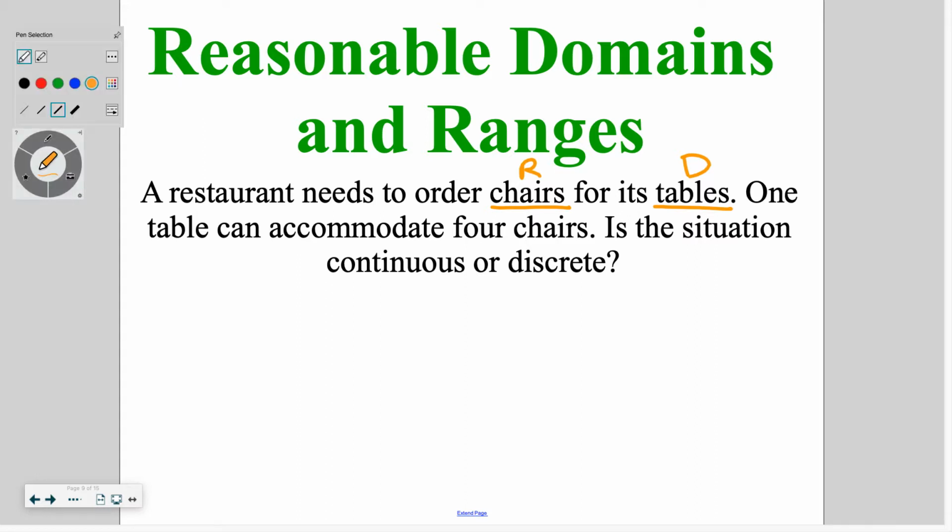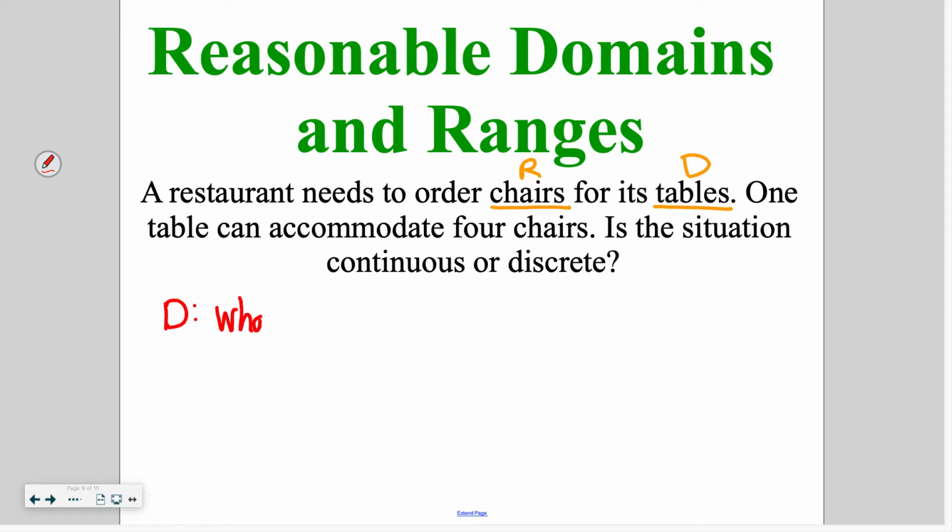So if we're talking about the domain here, now we have to think about what kind of numbers could work for tables. Obviously, we aren't going to have negative numbers. So we are going to start at 0. And then we can't have fractions of a table. So what we would say for this is whole numbers. Remember, whole numbers means starting at 0, going up with no fractions or decimals.